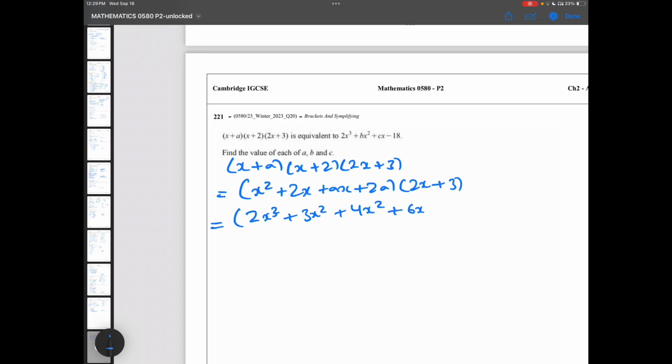Now I will multiply ax with 2x, I will get 2ax square. Now I will multiply ax with 3, I will get 3ax. Now we will multiply 2a with 2x, we will get 4ax. Then we multiply 2a with 3, we get 6a.